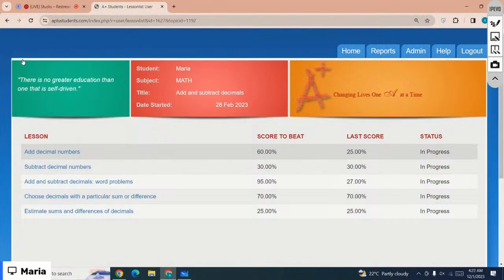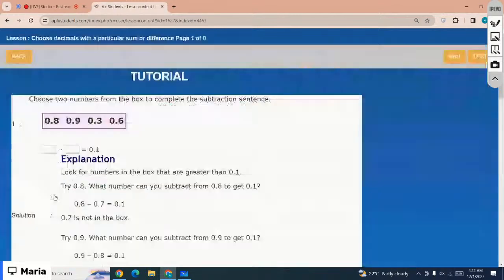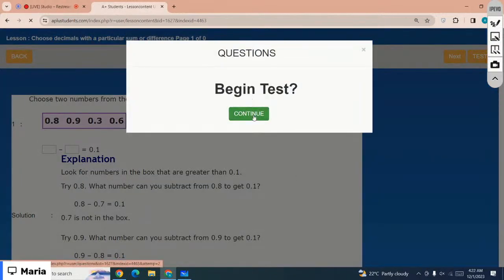So basically, you are given some numbers in a box. You have to select two numbers that when subtracted, the answer is 0.8. So which two numbers when subtracted, the answer is 0.1. Let's just start with the test questions. You need to select any two numbers that have the particular difference, right?